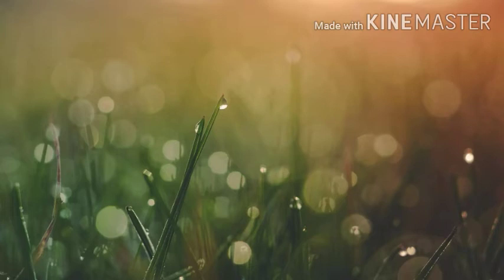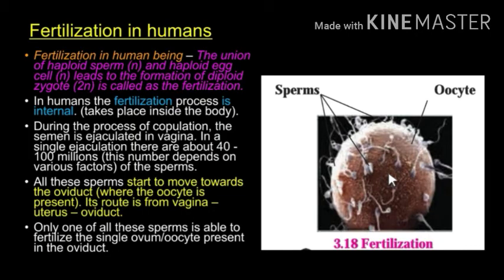The haploid nucleus of the sperm and the haploid nucleus of the oocyte get fused or mixed. This is nothing but fertilization in the human being. That means the union of the haploid sperm with chromosome number n and the haploid egg cell with chromosome number n leads to the formation of a diploid zygote, that is 2n, and is called fertilization.